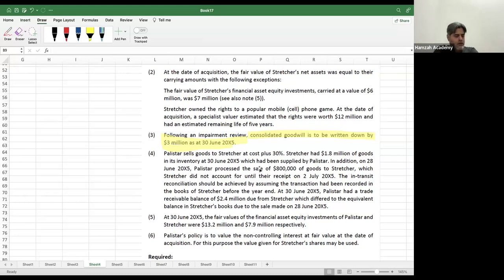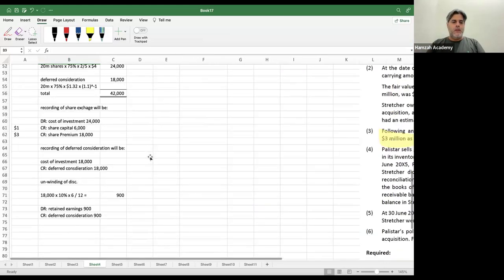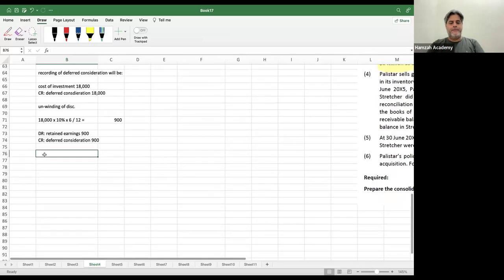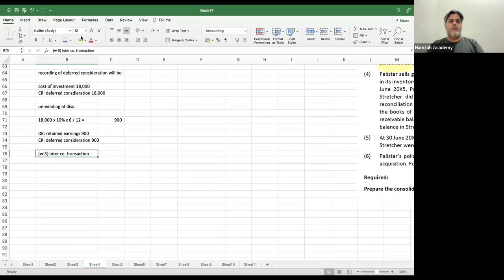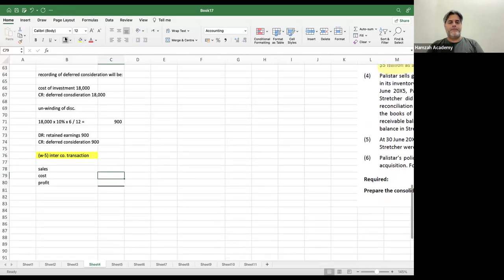We have 3 points over here to talk about. 1, the intercompany transaction and the unrealized profit. Intercompany transaction and the cash in transit, or the goods in transit, and then the intercompany balances over here. So we are going to deal with them one by one. Number 1, working 5. That's going to be intercompany transaction. First things first, we have sales, cost, and profit over here.